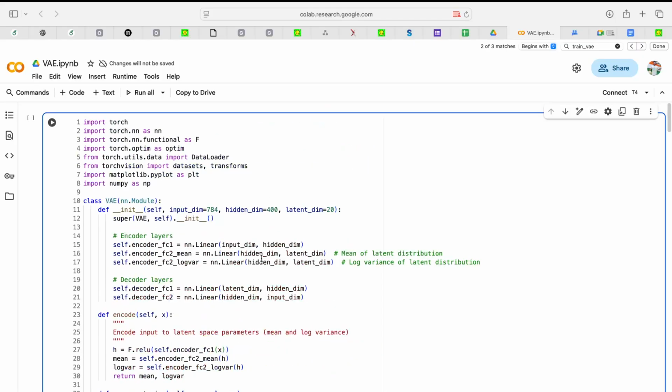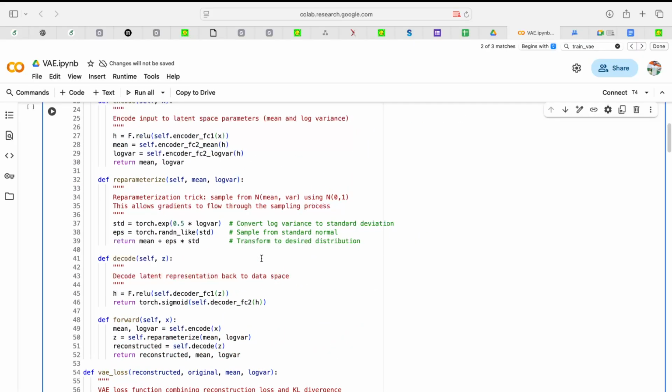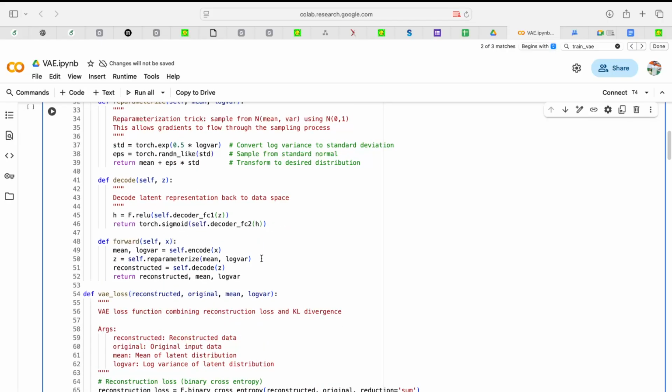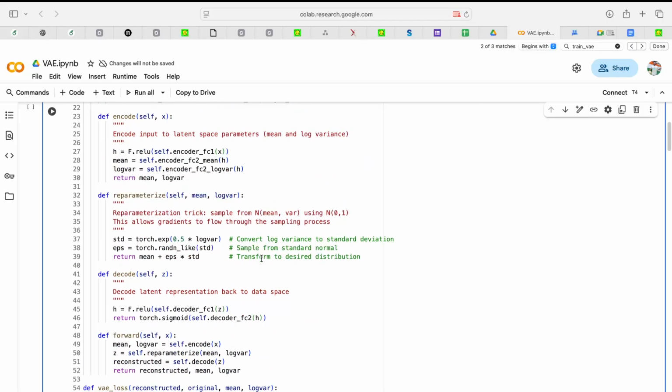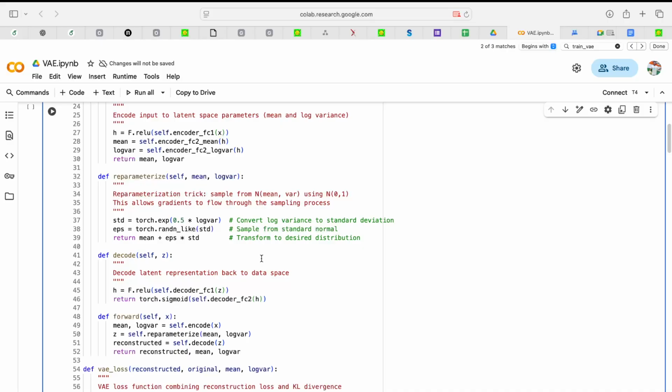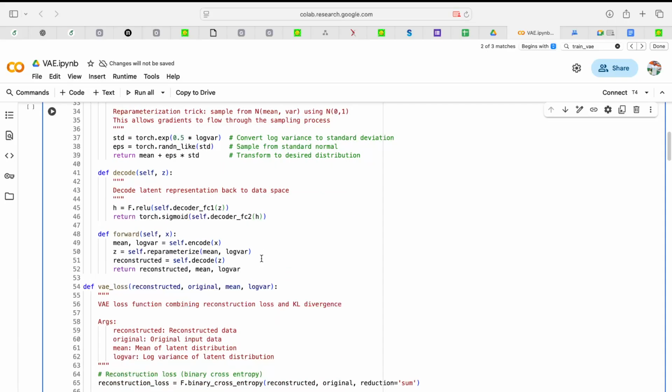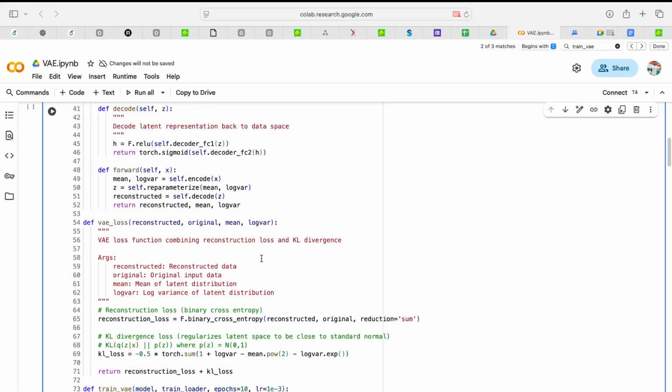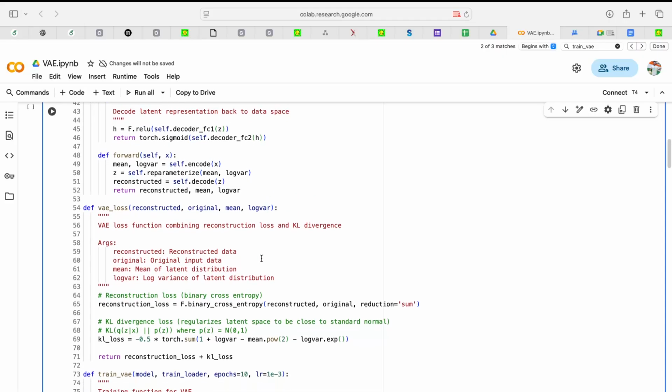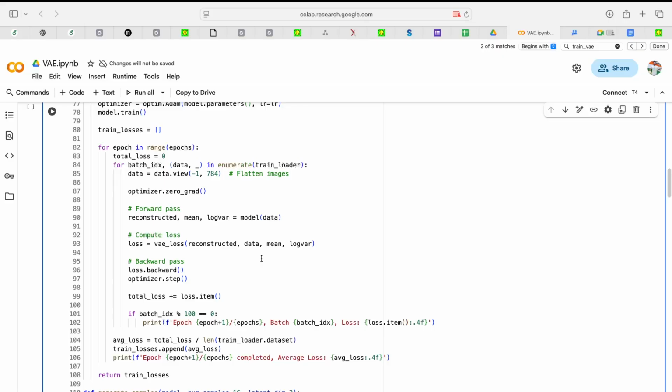First, the mean and log variance that you get from the encoder are put into this, and you get the output. This is the z. This z you put into the decoder. You can see the structure of the decoder: one linear layer, then ReLU, and then another linear layer, then sigmoid. That way you get the output, so here you can get the reconstructed one.